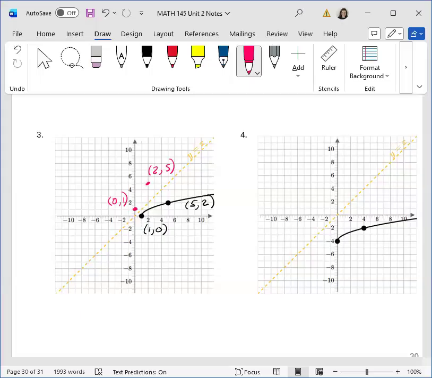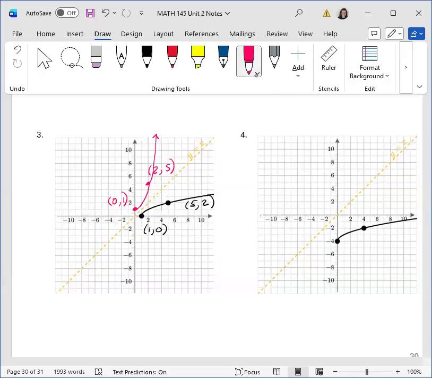Okay, now notice that this section of the graph is getting further away from the line. I want to make sure I'm reflecting over that line. That's the best I can do there. But it is going to be a parabola shape. So the inverse of the square root function would be a quadratic function, like an x squared function. So again, that would be the inverse of this function.